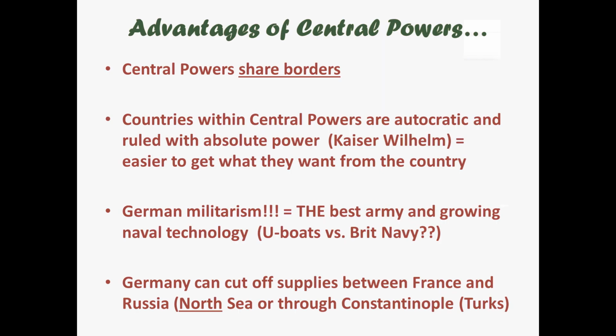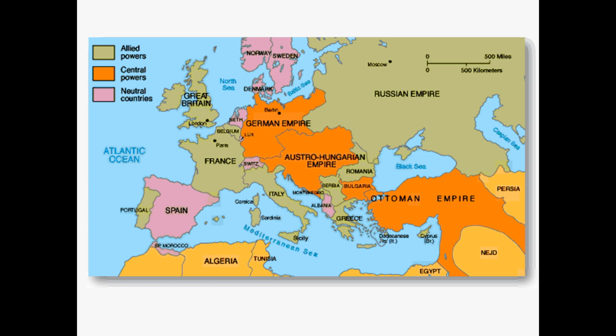All right, what were the advantages of the Central Powers? Well, they share borders. So whereas one advantage of the Triple Entente was they surrounded the Central Powers, at least you share borders with your buddy there, which makes it easier for you to share weapons, share armies, share food, etc.